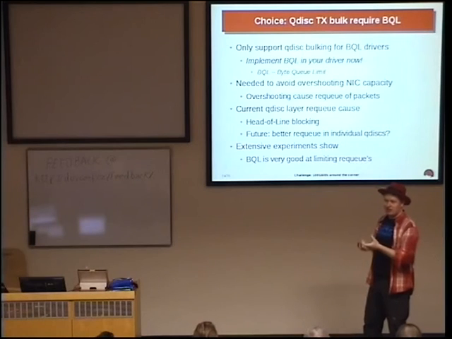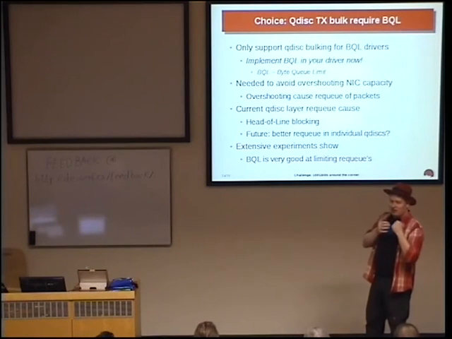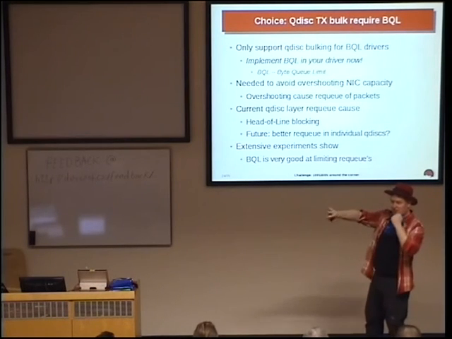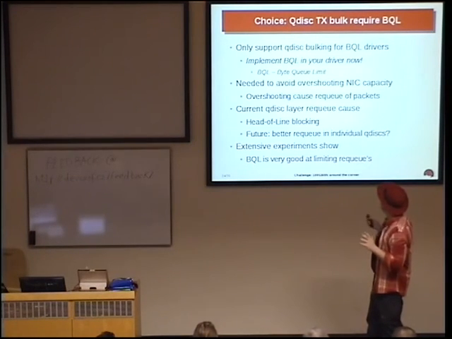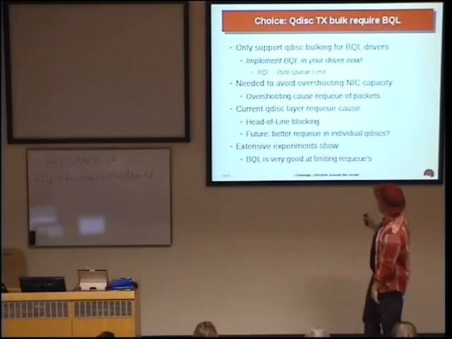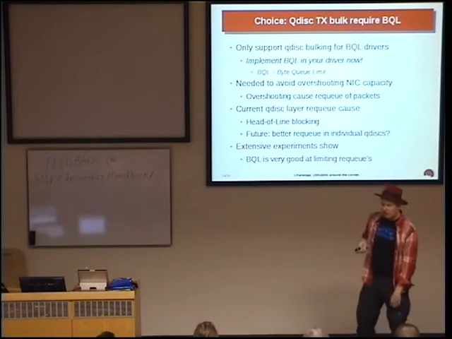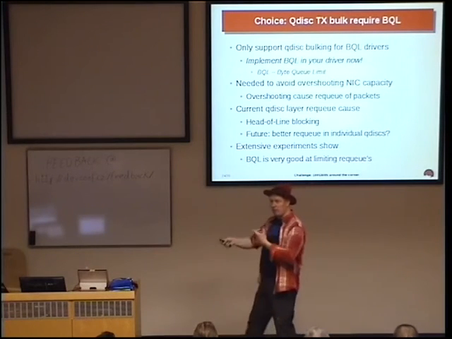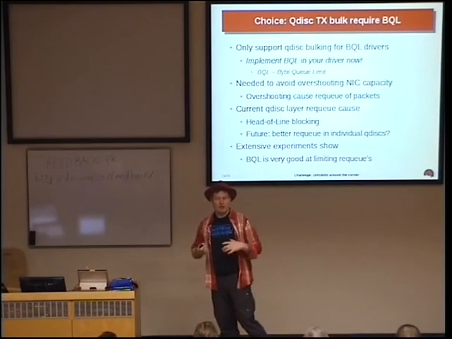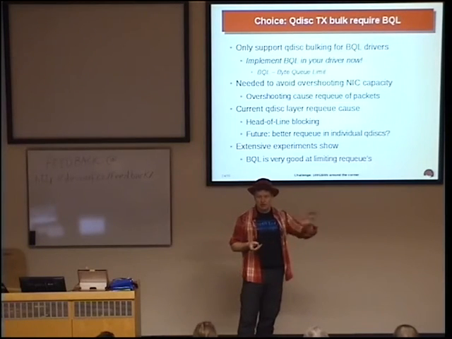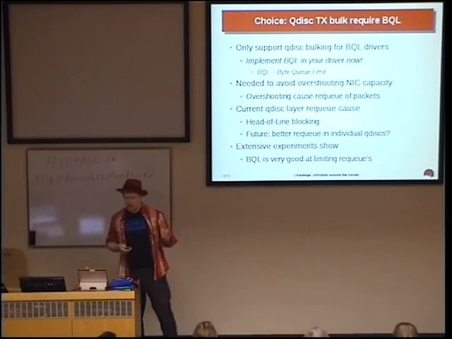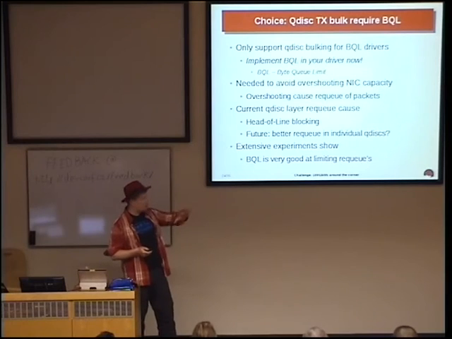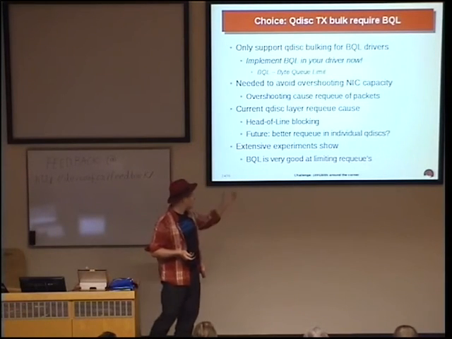So the qdisc layer right now just hangs it off and does head-of-line blocking, because this is the next packet we have to transmit and the hardware just stops all in the middle of this flow. So we chose that we will only do this for drivers who have implemented something called BQL, Byte Queue Limits, which is a way of avoiding buffer bloat, if you know that term, implemented down in the drivers to avoid too many outstanding packets in the hardware. And the experiments are really good. I'm not going to implement requeuing into the individual qdiscs and support for that, because the results were so good.